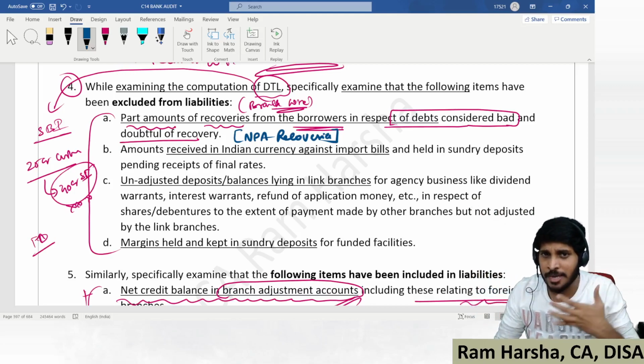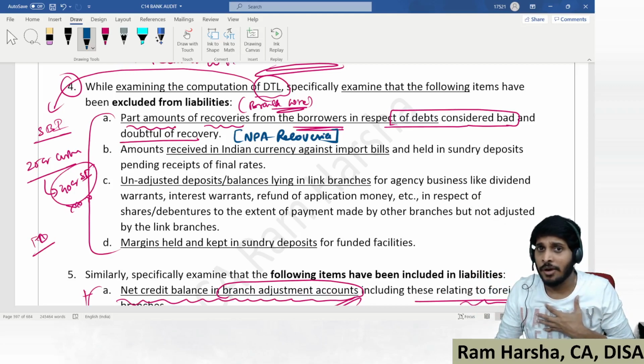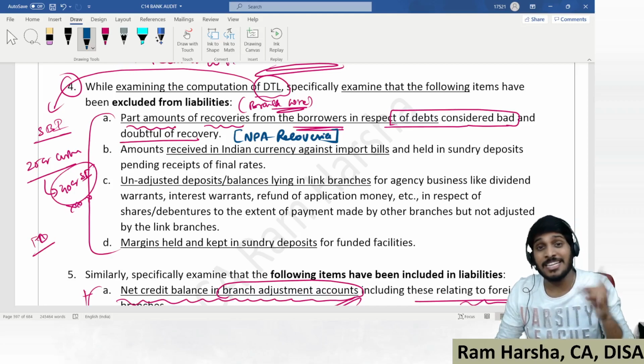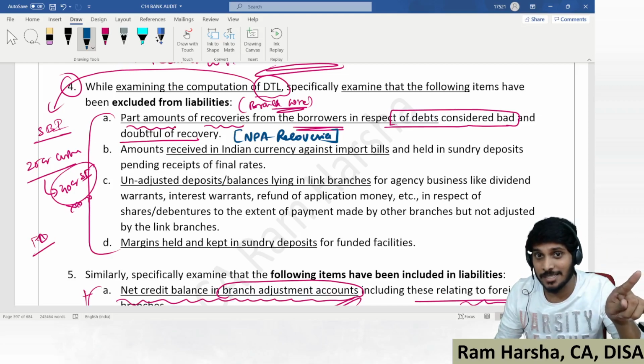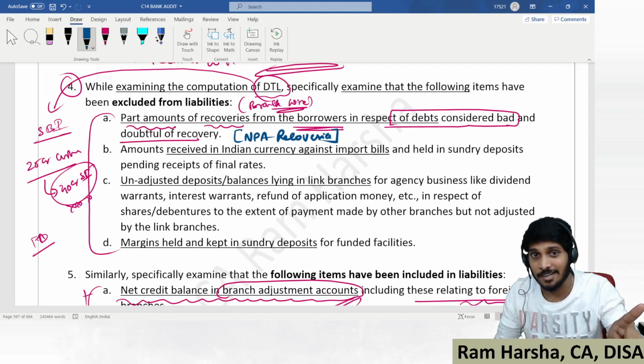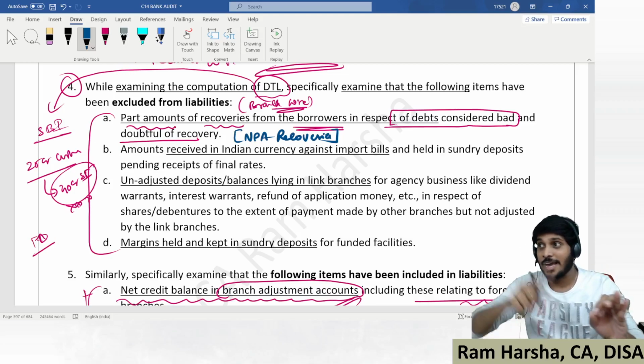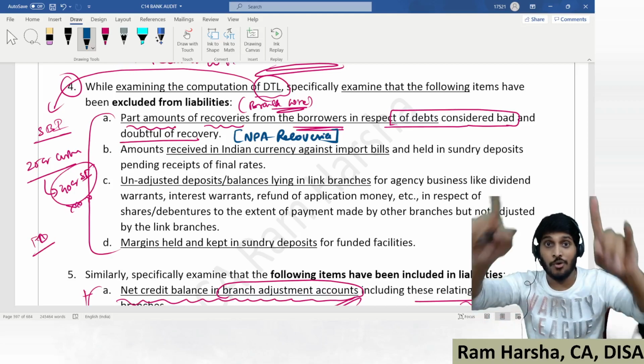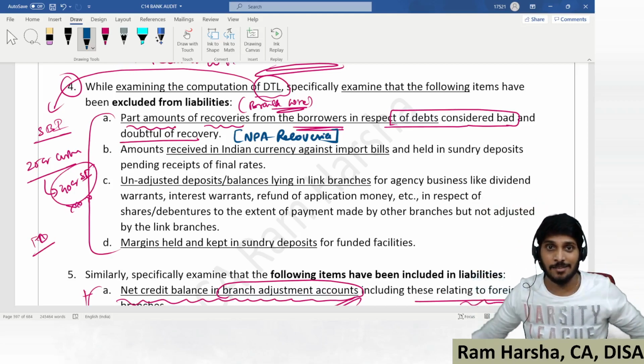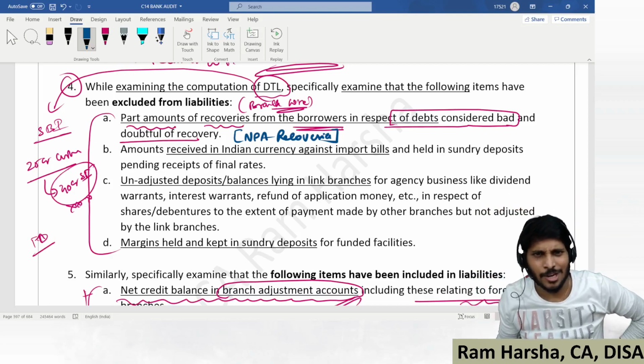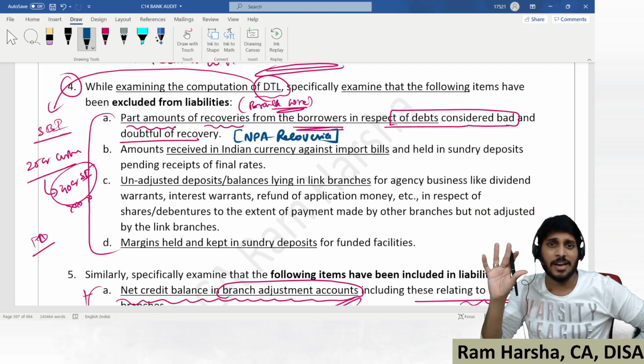Is this an amount payable to me? No. Is this a liability for the bank? No. But it's still sitting on the liability side. Liability side only it is sitting. My account balance is there, but it is frozen. That money is kept for what? Adjustment against loan. Don't consider that as part of NTDL.